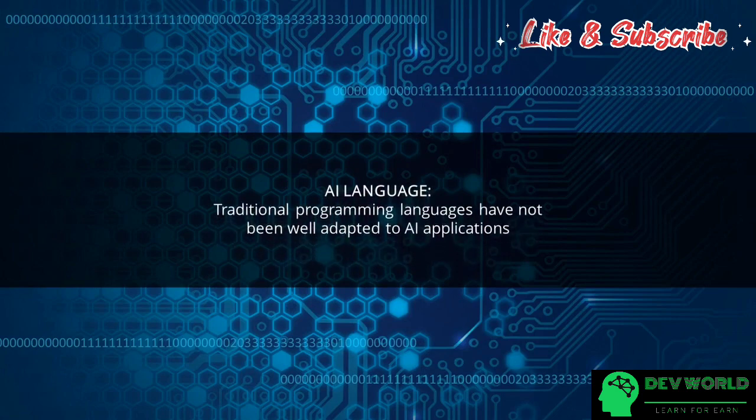AI languages. Traditional programming languages have not been well adapted to AI applications. And if you are willing to learn one of these languages, I would suggest learning Java or Python, as they are really popular and really good for artificial intelligence programs.